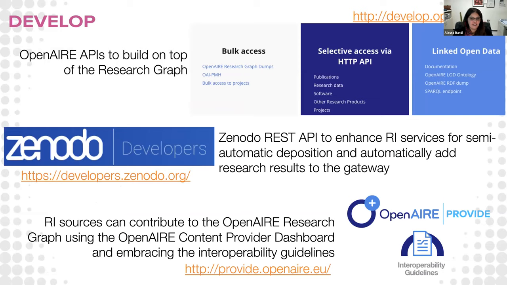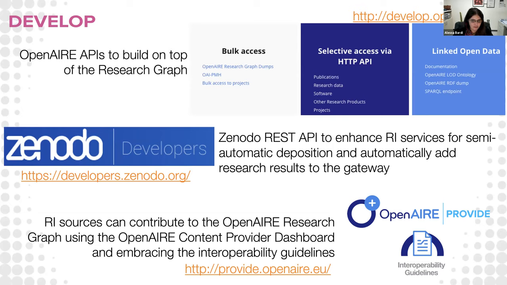And the API. So you have the dumps of the OpenAIRE Research Graph, and these are available also for the community. So you don't need to have the whole OpenAIRE Research Graph. You can download just the part of it that is interesting for you. And we have the HTTP API to perform search.